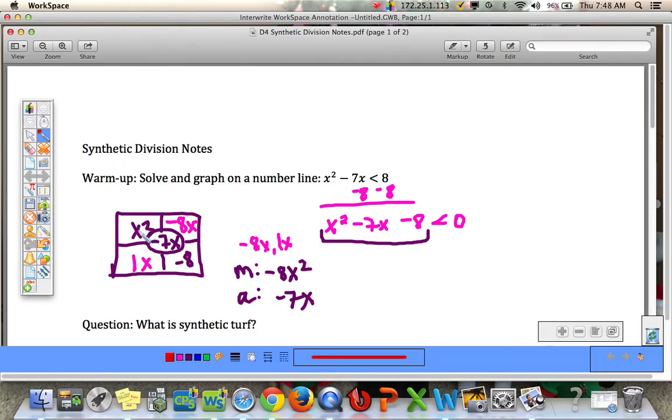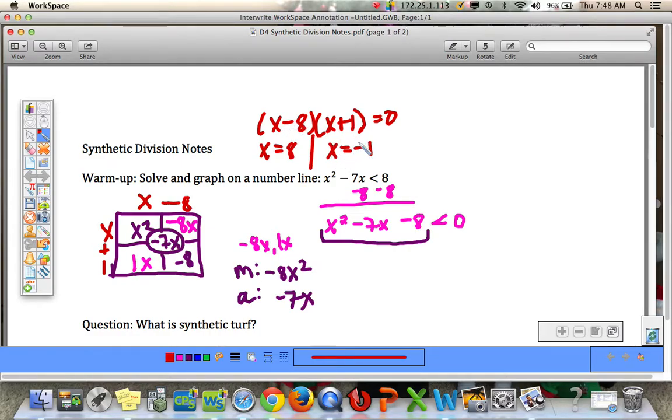And let's fill out the outside of the box. What multiplies to x squared? X and x. X times negative 8 is negative 8x. X times 1 is 1x. So there's the first part. We factored it. And we want to know what makes each of those 0. So x minus 8, x plus 1, we want to figure out what makes those 0. We'll use zero product property. So we know x equals 8 would make this 0, and x equals negative 1 would make this one 0.